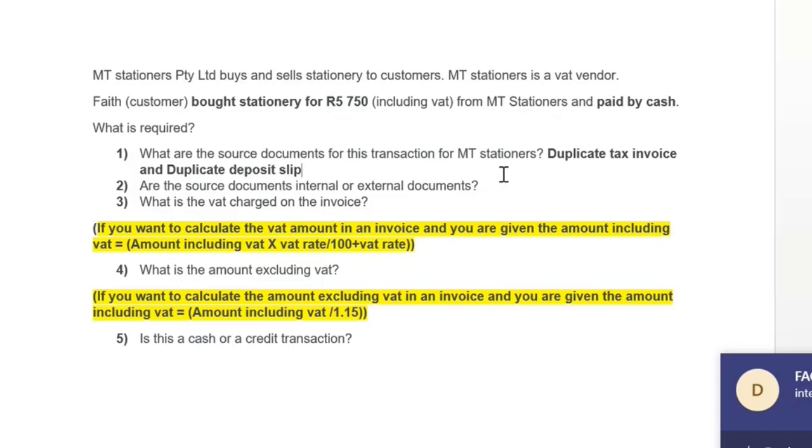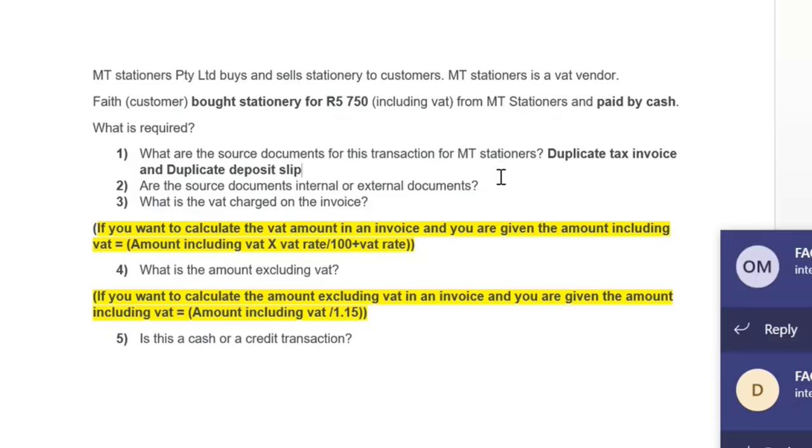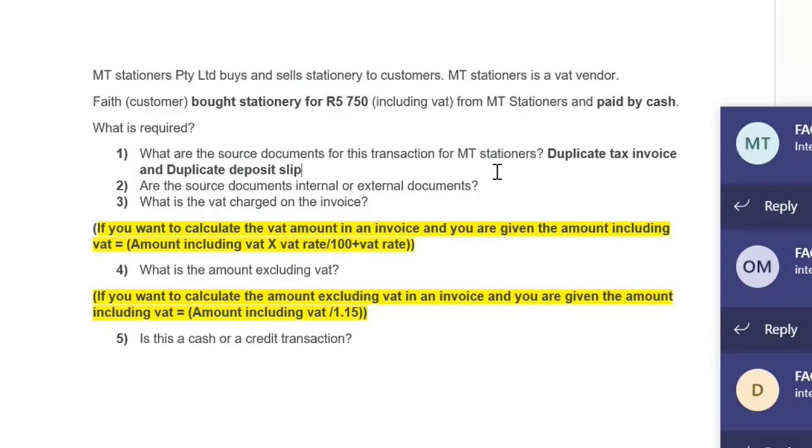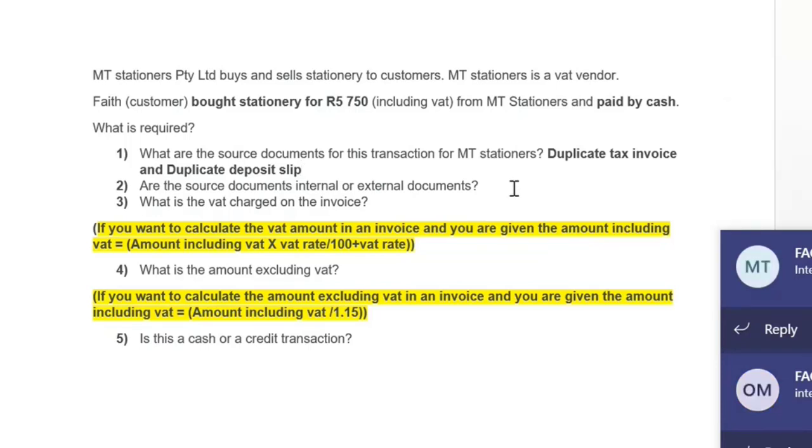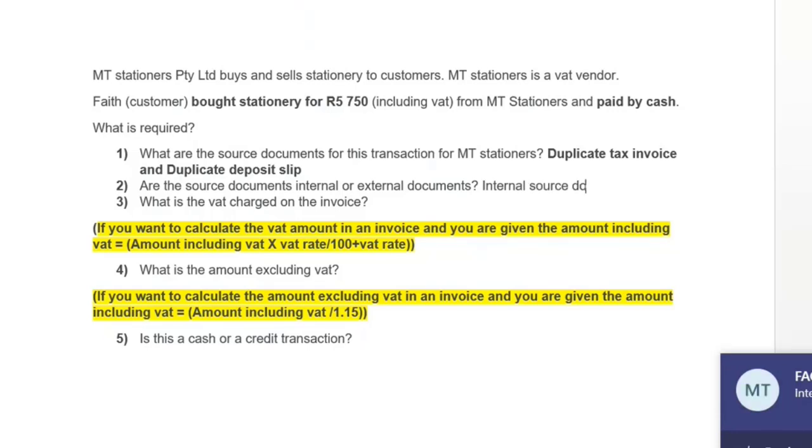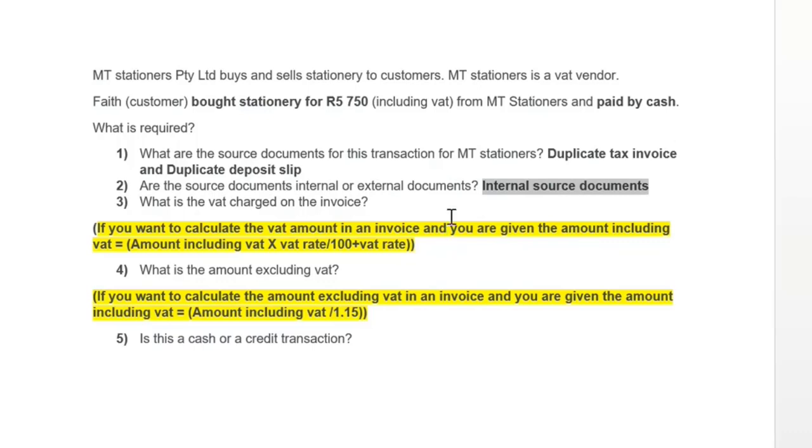Desiree is saying internal. Desiree is saying these are internal source documents. Oratile is saying internal. Maluse is saying internal. Yeah, guys, well done on that. These are internal source documents. Well done on that. Yes, these are internal source documents.